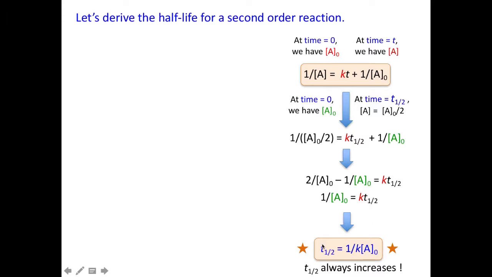So in this case, for second order reaction, T half depends again on the initial concentration. And since the concentration of the reagent keeps decreasing along the reaction, and this number here in the denominator of this fraction keeps decreasing, T half keeps increasing. So T half is inversely proportional to the initial concentration of A. So T half always increases.